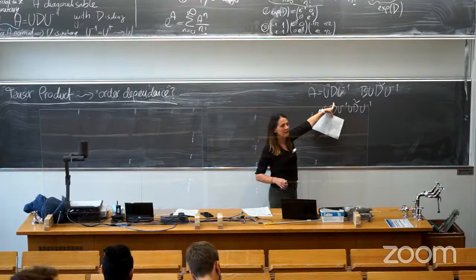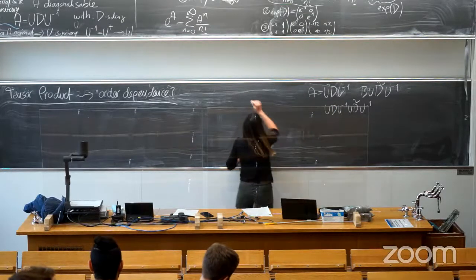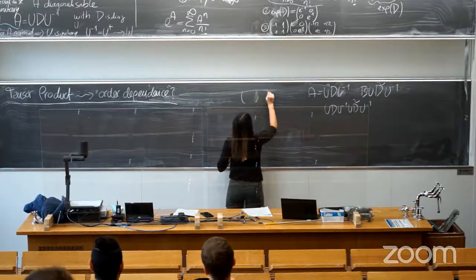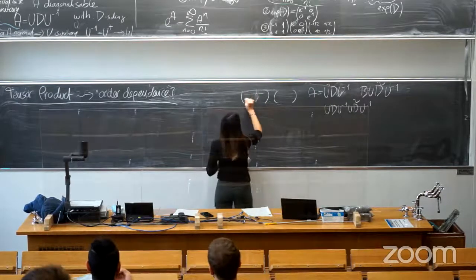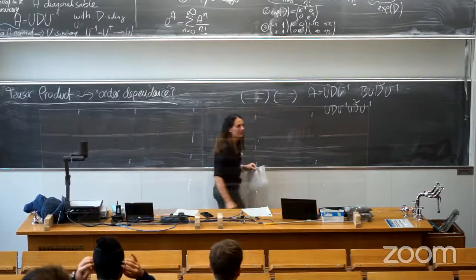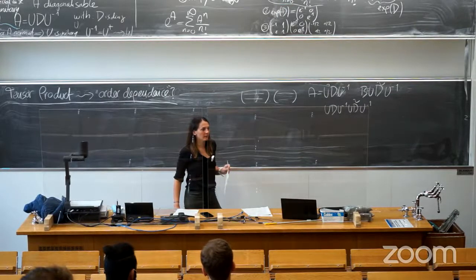But then we cannot calculate the exponential of a non-diagonalizable matrix, because then you have something like this times something like this, and this doesn't exist. Any other question?